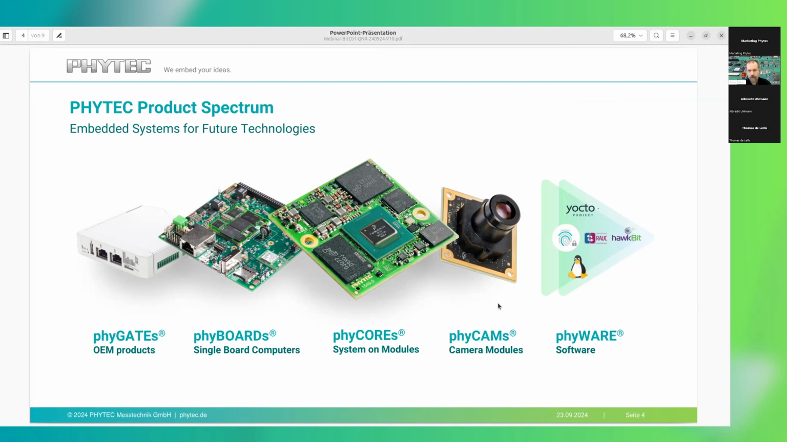We do not stop here, so you can also step a little bit further, take the OEM products, and enhance them with the software side. Normally, we focus at Phytec on Linux software. Today, of course, we will show you how to use Phytec hardware together with QNX operating systems.